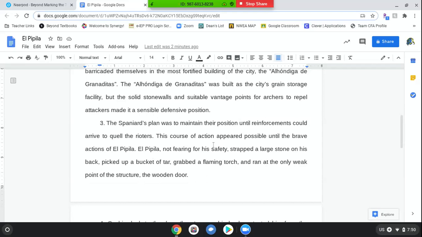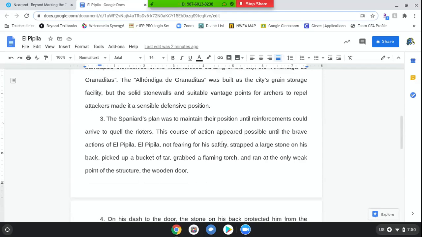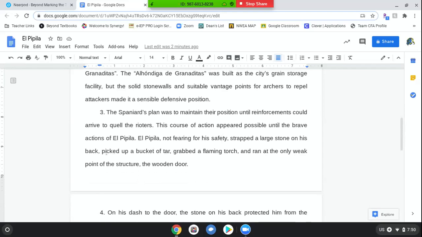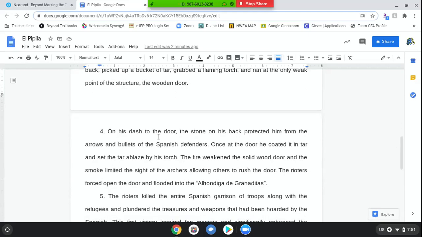El Pipila, not fearing for his safety, strapped a large stone on his back, picked up a bucket of tar, grabbed a flaming torch, and ran at the only weak point of the structure, the wooden door. On his dash to the door, the stone on his back protected him from the arrows and bullets of the Spanish defenders. Once at the door, he coated it in tar and set the tar ablaze by his torch.